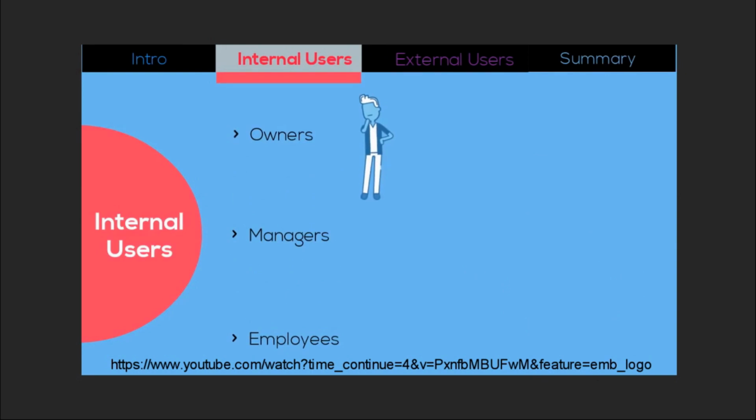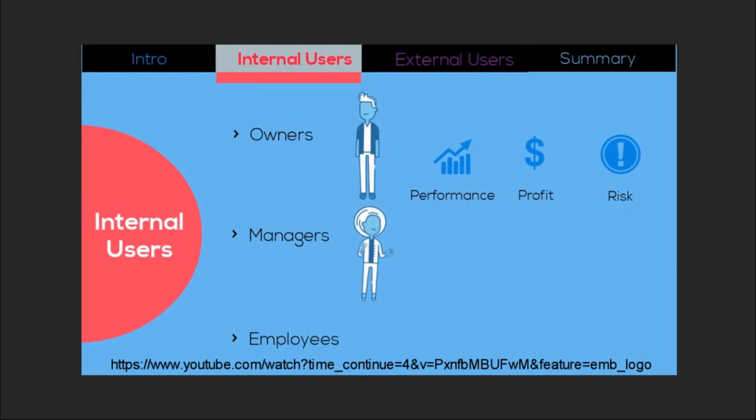Owners need to know how well their business is performing. Owners assess the profitability and risk of their business from financial statements. Managers require accounting information to prepare budgets that specify how an organization plans to use its limited resources. Managers also need accounting information to monitor the performance of the organization and to make business decisions.